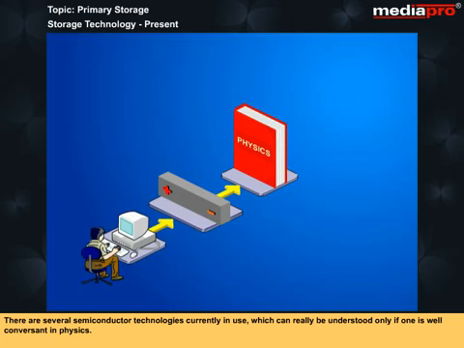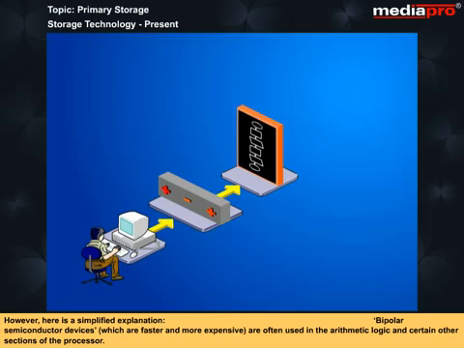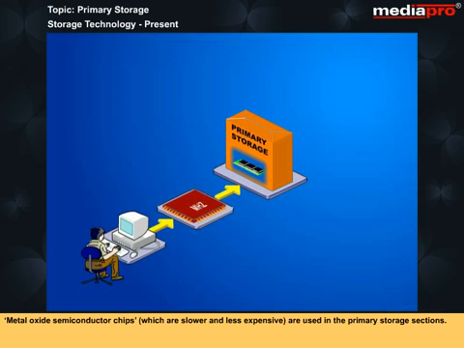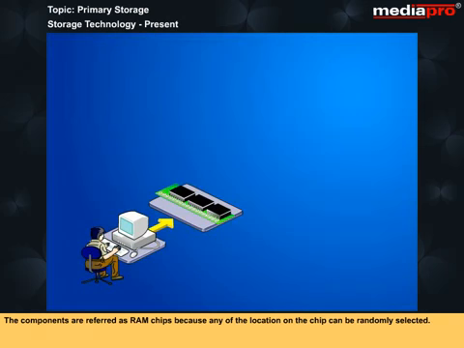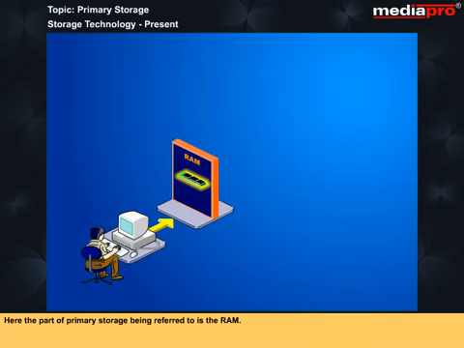There are several semiconductor technologies currently in use, which can really be understood only if one is well conversant in physics. However, here is a simplified explanation. Bipolar semiconductor devices, which are faster and more expensive, are often used in arithmetic logic and certain other sections of the processor. Metal oxide semiconductor chips, which are slower and less expensive, are used in the primary storage sections. The components are referred to as RAM chips because any of the locations on the chip can be randomly selected. Here, the part of memory storage being referred to is the RAM.